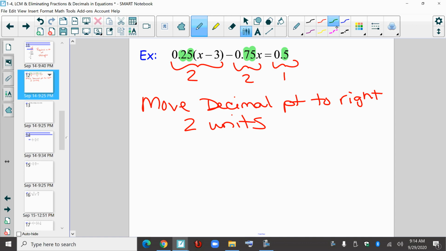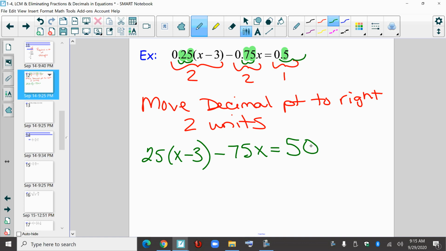Okay, so what this means is now this is going to be 25 parenthesis x minus 3. You do not go inside the parentheses because that is an entire whole term there. Minus 75x equals 50. Okay? So simply multiply 25x, 3/4 is 75, minus 75x equals 50.